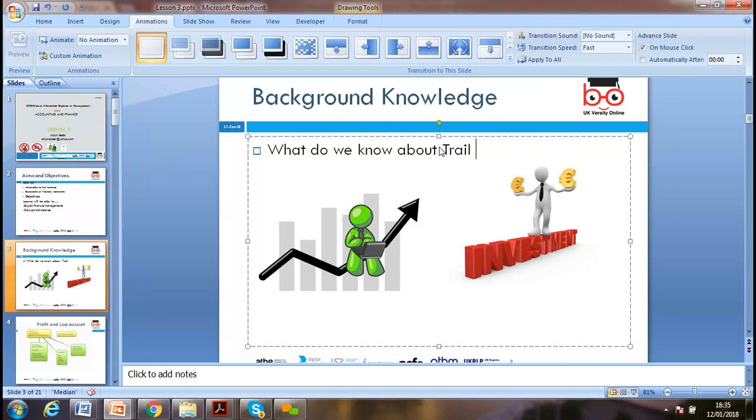Okay, what do we know about the trial balance? We discussed the bookkeeper and the difference between the bookkeeper and the accountant. The bookkeeper records the business transactions in the books of accounts, in different ledgers, like the sales ledger and purchase ledger, which we discussed during our first lesson.